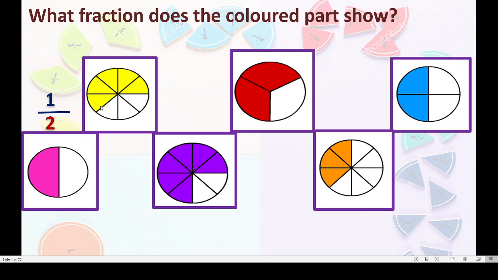Now here total parts are 8. Out of them 1, 2, 3, 4, 5 parts are shaded. So 5/8 is the answer. In this, again 8 total parts are there, and out of them 6 are shaded. So 6 upon 8. Here only 3 parts are there. Out of them 2 are shaded. So the answer is 2 upon 3. Right? Here out of 8, 1, 2, 3 parts are shaded. So 3 upon 8.